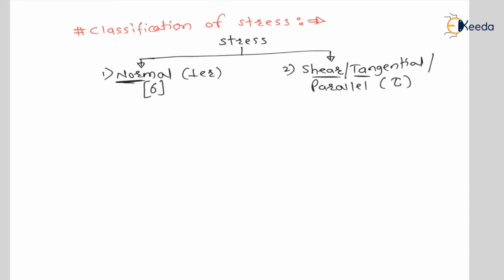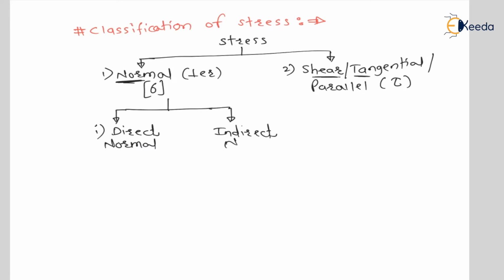Now again, normal stresses and shear stresses are classified into two types. That means there are two types of normal stresses: number one is direct normal stress and the other is indirect normal stress. Similar to these, shear stresses are also classified into direct shear stress and indirect shear stress. But first we will classify normal stresses.